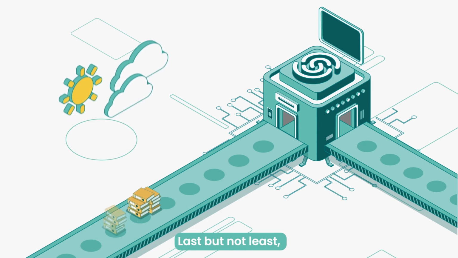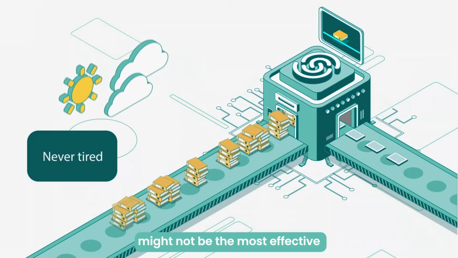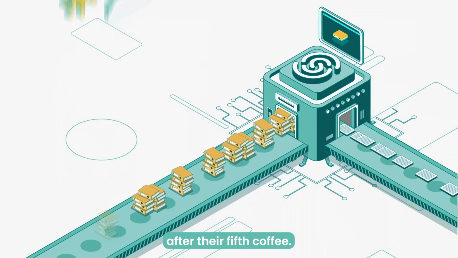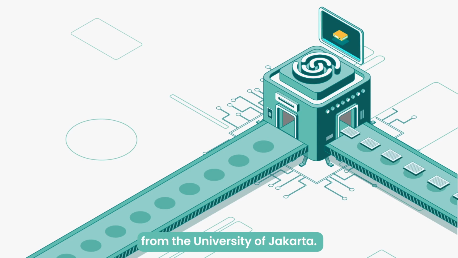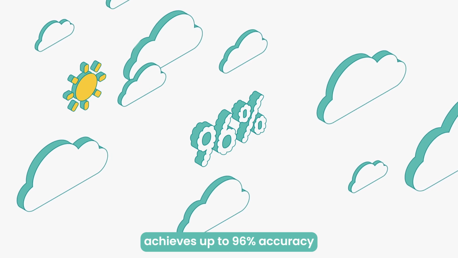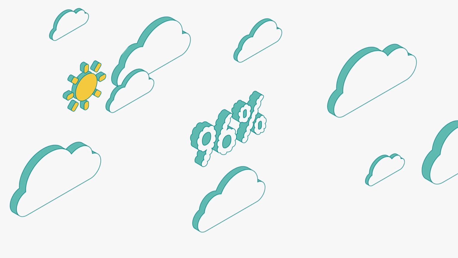Last but not least, algorithms don't tire like a human brain. Fraud managers might not be the most effective at monitoring transactions at 2 a.m. after their fifth coffee. According to a white paper by computer scientists from the University of Jakarta, machine learning algorithms achieved up to 96% accuracy in reducing fraud for e-commerce businesses.